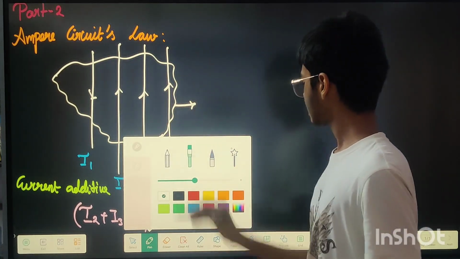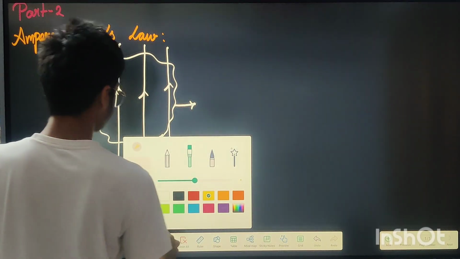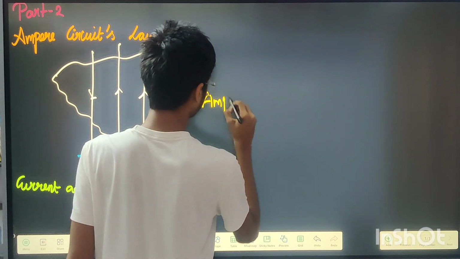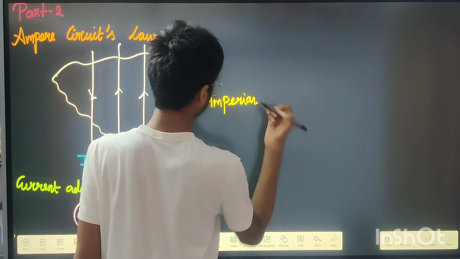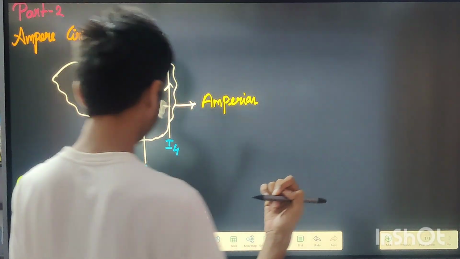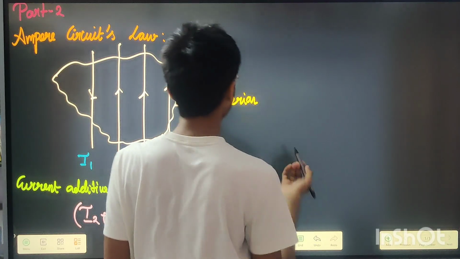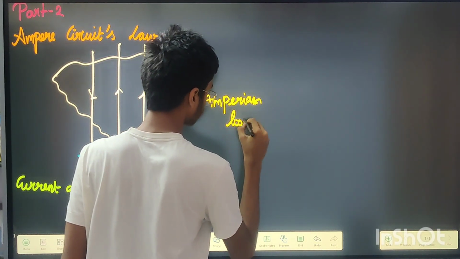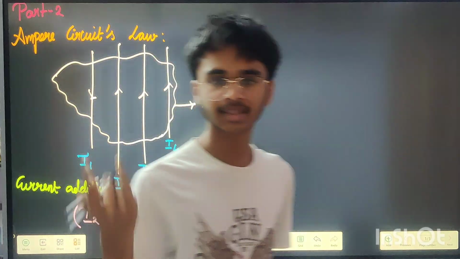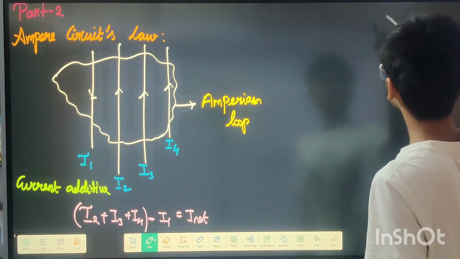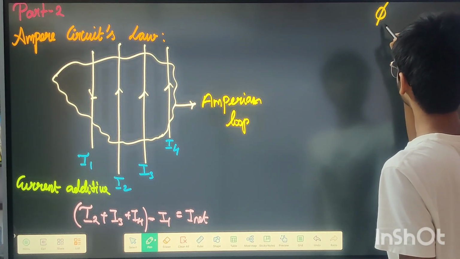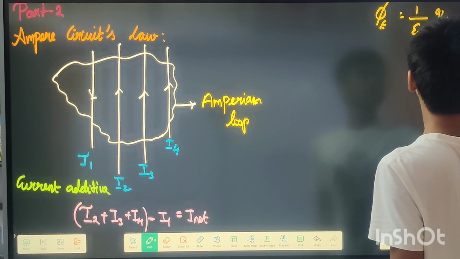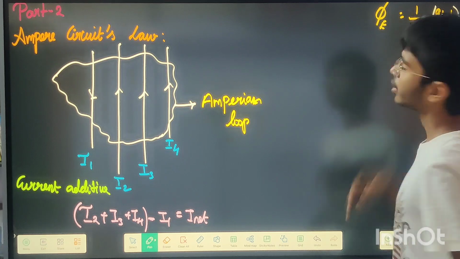This surface is actually the Amperian surface. I don't know the spelling of Amperian; it is Amperian surface or Amperian loop. It's not a surface, it is a loop. Just like the Gaussian surface we studied in Gauss law, where electric flux is equal to 1 by epsilon naught into Q net. This is the formula we studied there.